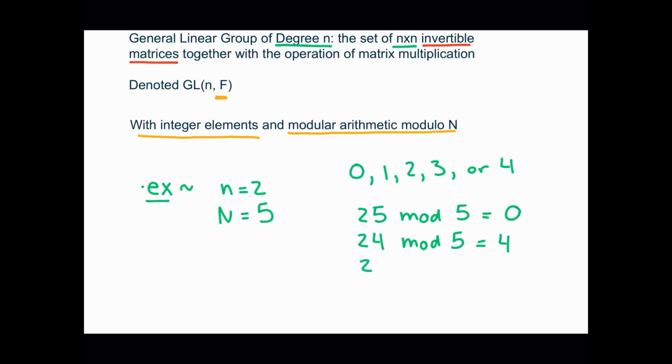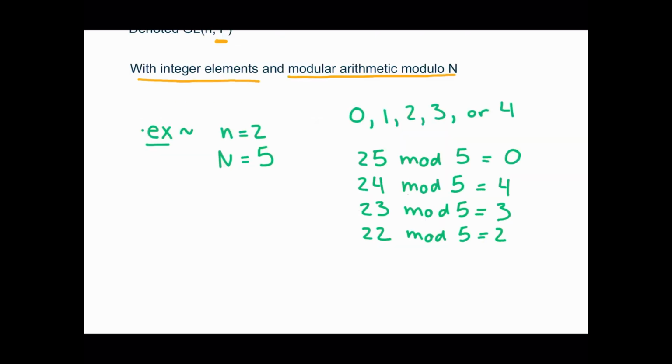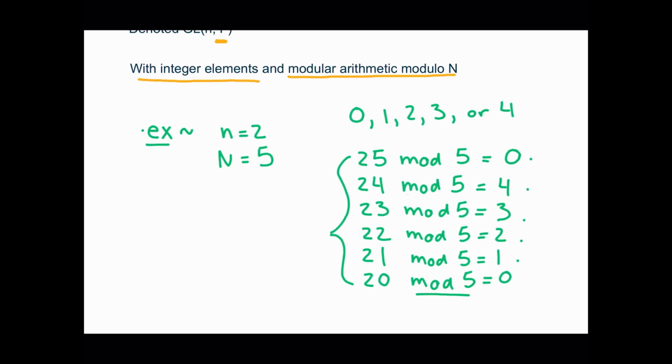If I do 23 mod 5, I then get a remainder of 3. 22 mod 5 is equal to 2, and 21 mod 5 is equal to 1. And then 20 mod 5 is once again equal to 0. This pattern is going to continue on and on and on. So if I take any integer mod 5, I'm always either going to get 0, 1, 2, 3, or 4 as a result.